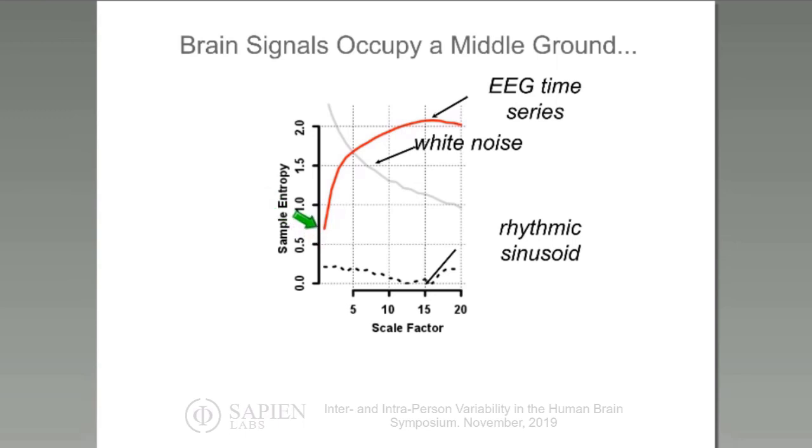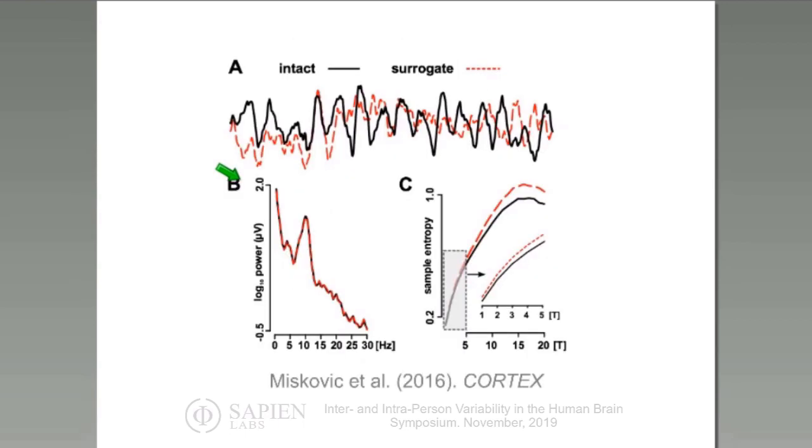And EEG signals occupy a middle ground where they asymptote at some point at longer timescales. They act more like what's known as pink noise, for people who are familiar with the statistical properties of different kinds of colored noise. Okay, this is a typical multi-scale sample entropy curve for an actual scalp EEG signal.